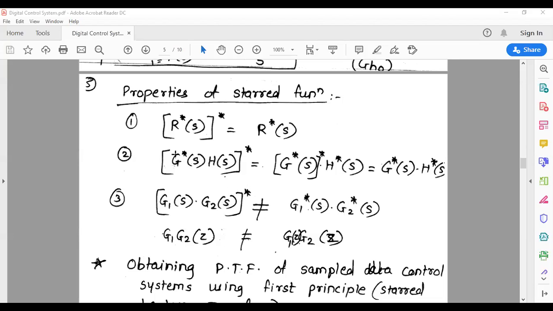So if you see in the second property, the moment you have one star inside, this is going to hold true. So (A into B) raised to star is equal to A raised to star into B raised to star. This happens only and only when one of the signals is already digitized. Whereas when you come to the part where both the signals are continuous, in this case, this will never be true. Is that clear?